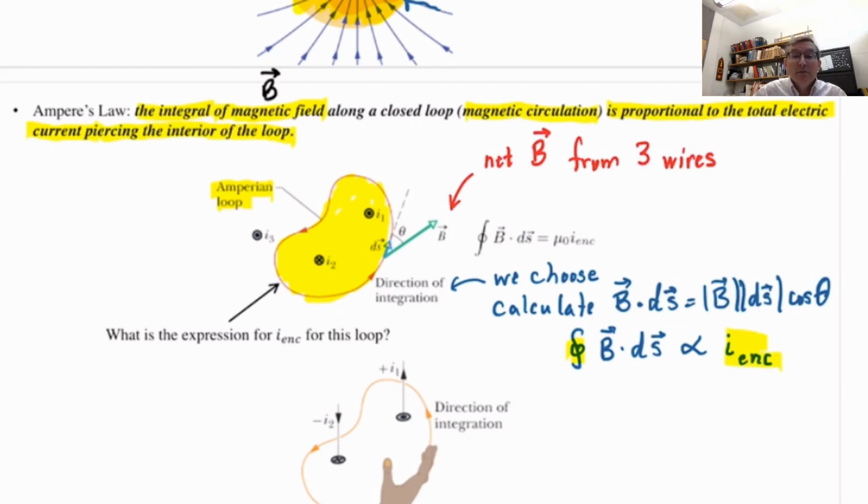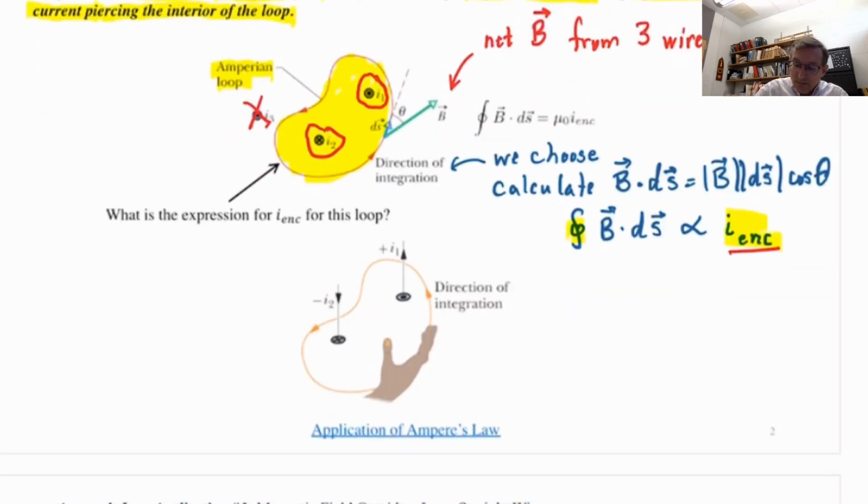You can see in our particular drawing that the current in wire 1 does pierce that interior surface, and the current in wire 2 does as well. But the current in wire 3 does not pierce the interior surface. And so I3 would not be included in this I enclosed. Does that make sense? You've got to be able to identify whether a current pierces the interior surface of the loop or not. But there's a little more to it than just that. So we're figuring out now what to put for I enclosed for this loop.